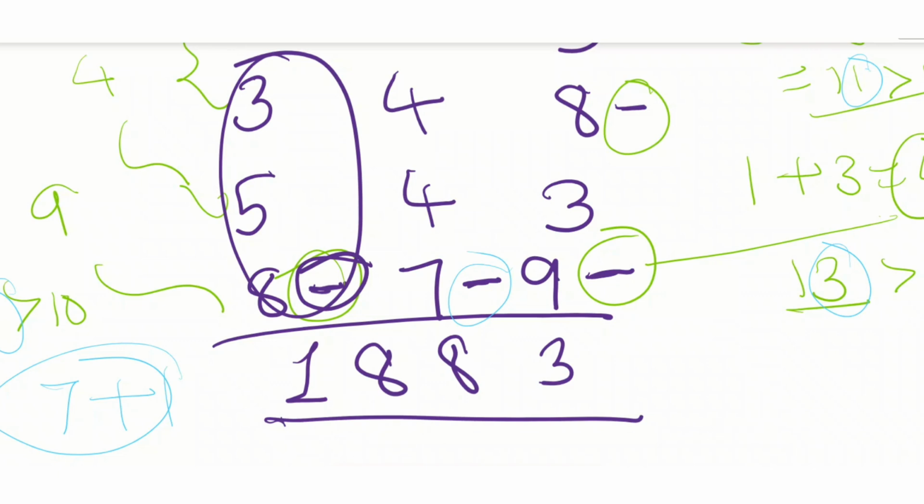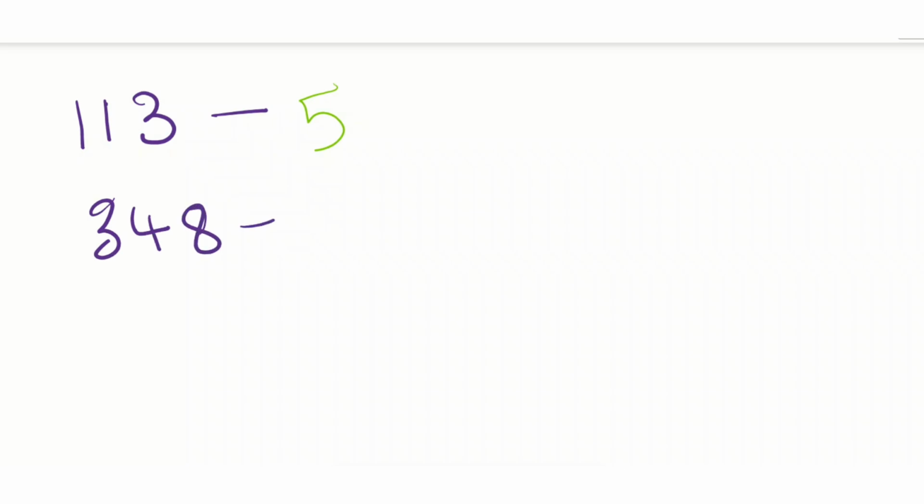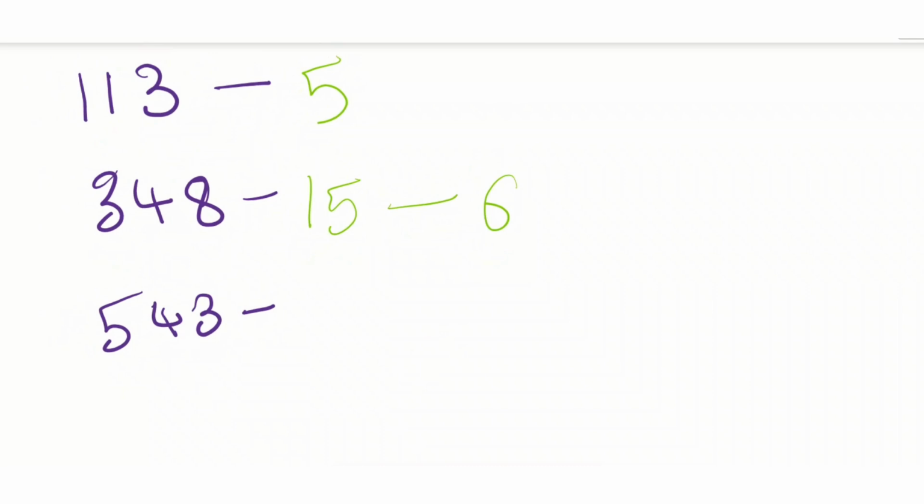1883. Let's check this. So 113, which is the first number, has a navashesh of 1 plus 1, 2, plus 3, that is 5. The next number that we had was 348, which gives us 3 plus 4, 7, 7 plus 8, 15, 5 plus 1, 6. Right. Next number that we had was 543, which gives us 5 plus 4, 9 plus 3, 12, which becomes 1 plus 2, 3. And the last number was 879, which gives us 8 plus 7, that is 15. 15 plus 9, that gives us 24. So 2 plus 4, 6.